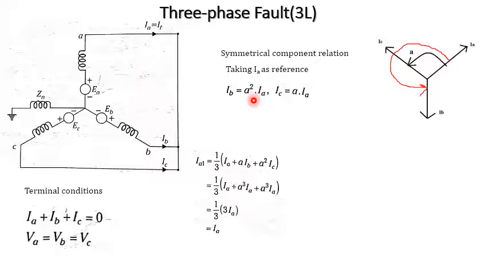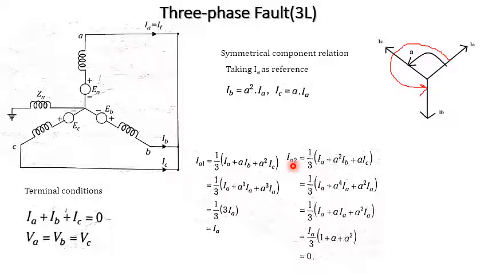We know the symmetrical component IA1 is equal to 1 by 3 times IA plus A into IB plus A square into IC. Substitute IB in terms of IA, A square of IA, so we get A cube into IA. Similarly IC in terms of IA is A into IA, so we get A cube IA. A cube is nothing but 1, so this also is 1. We get 3 times IA, the 3 gets cancelled, so IA1 is equal to IA.